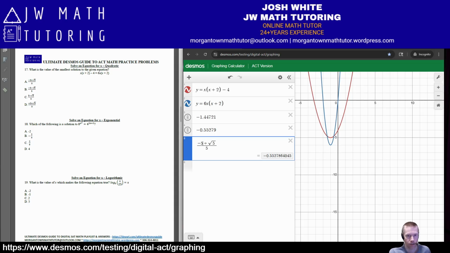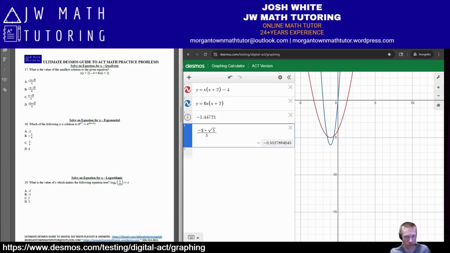Actually, no. I just realized something. I didn't read this question carefully. It says, what is the smallest solution? So which of these two is smaller? Obviously, -1.447. So we get rid of that. We're looking for matching only this number. So this first one is incorrect. Now, if we do this one, notice it matches right here, -1.44721. So this is going to be the correct answer.